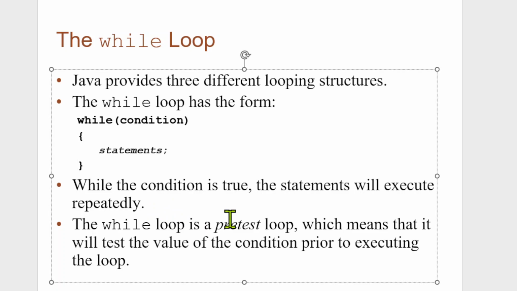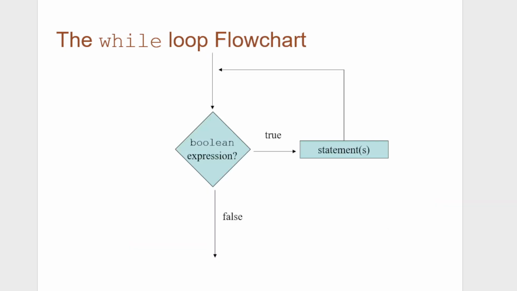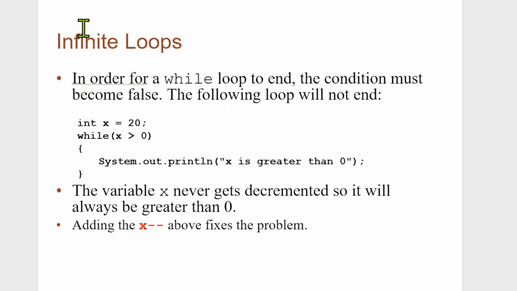The while loop is a pretest loop, that means it'll test the value of the condition prior to executing. So here, we come down and say, is the condition true? If it's true, we run the statements. If it's false, we don't do anything. So if the condition's false, you'll never see the statement. If it's true, you'll see it. You can get yourself into an infinite loop with this, so that's one thing to worry about.